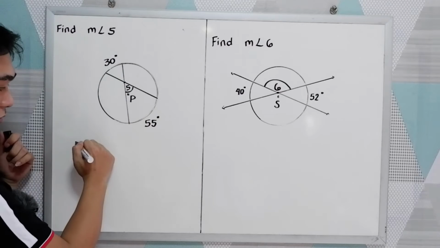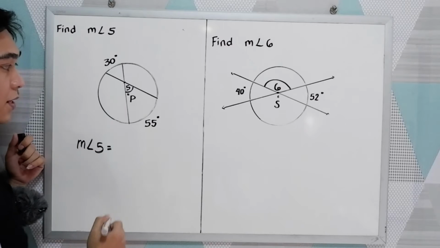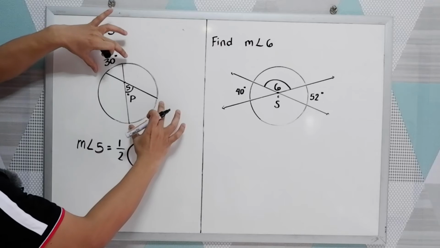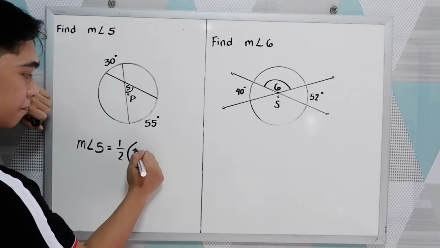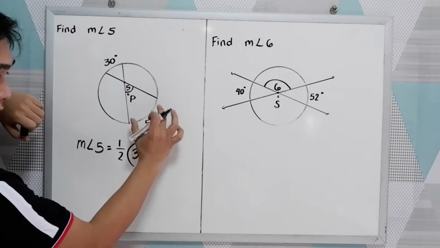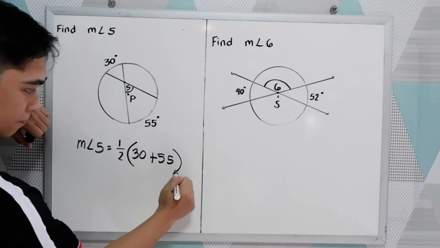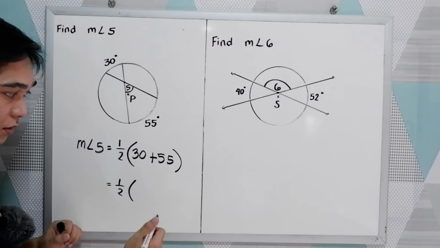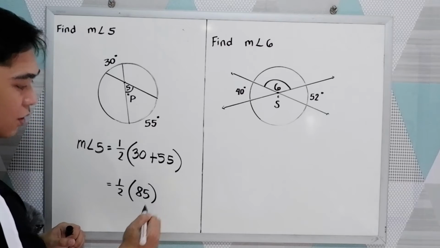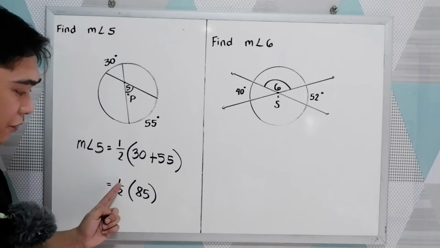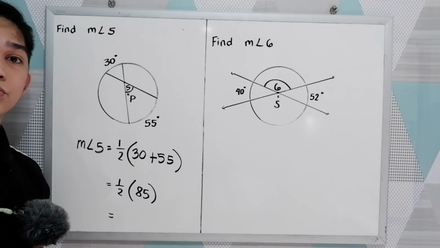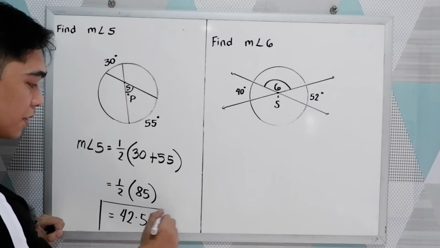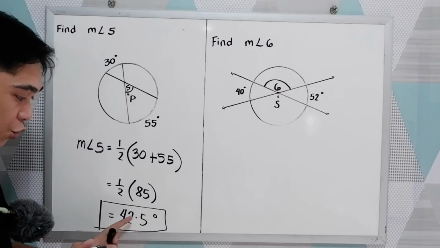So the measure of angle 5, in our theorem, is 1/2 the sum of the intercepted arcs. In this case, we have 30 and 55, so we need to add that. 1/2 of 30 plus 55, that is 85. Now, 85 divided by 2, that is 42.5 degrees. That will be the measure of the angle 5, 42.5 degrees.